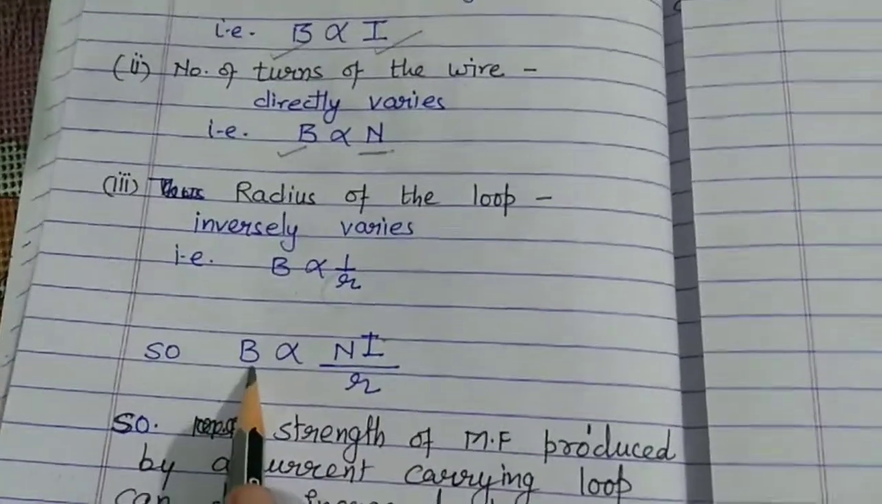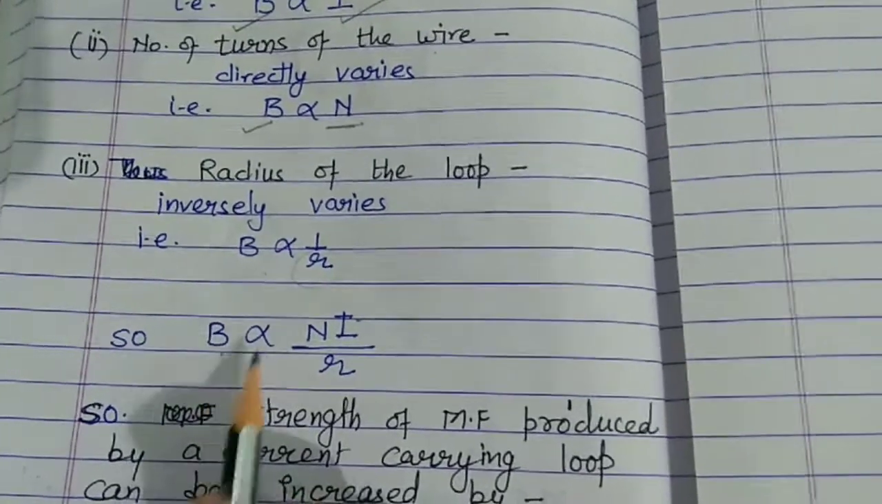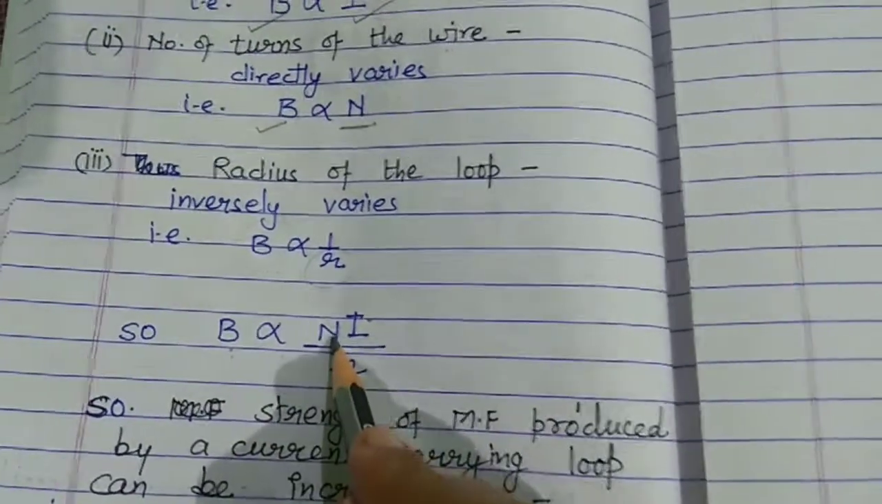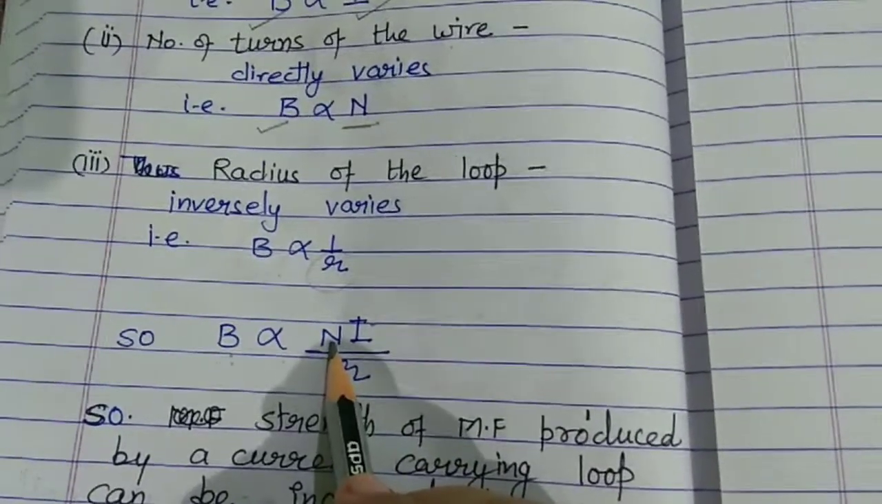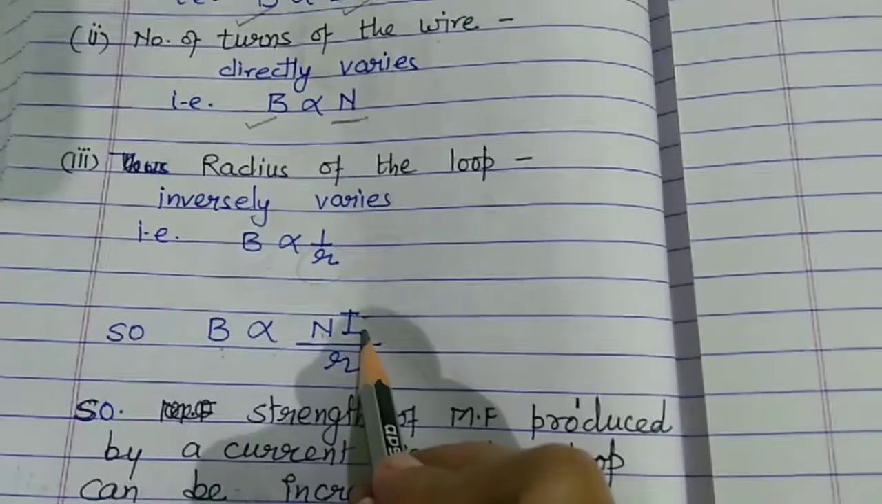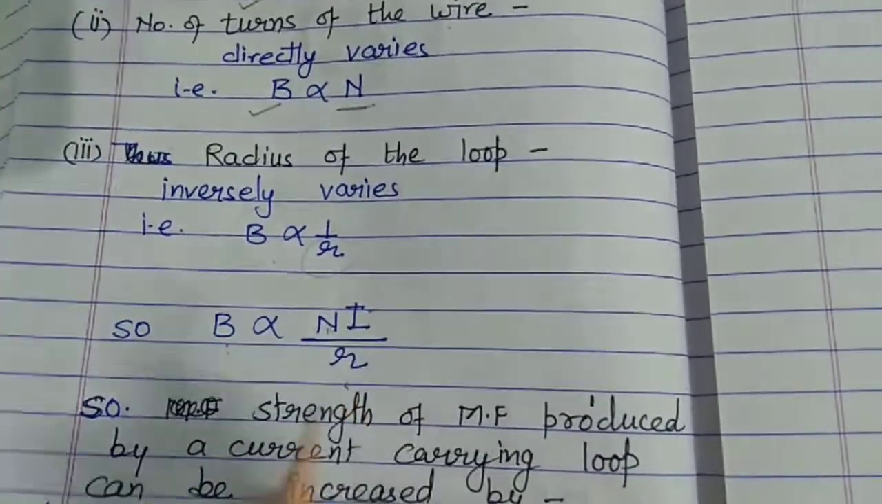and hence the magnetic field strength is decreased. So combinedly we can say that the magnetic field of a current carrying loop is directly proportional to N into I upon R, where N is the number of turns in the loop, I is the current flowing through the loop and R is the radius of the loop.